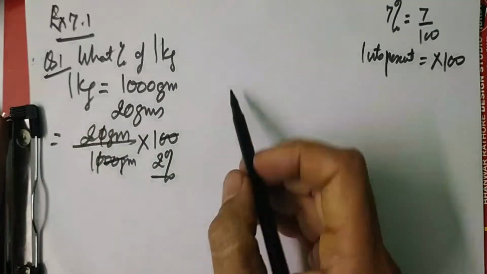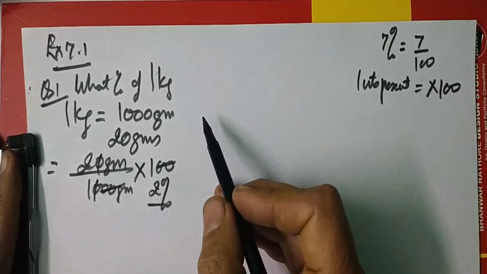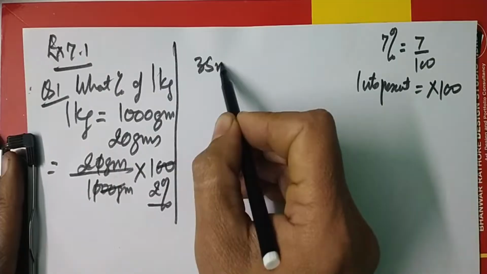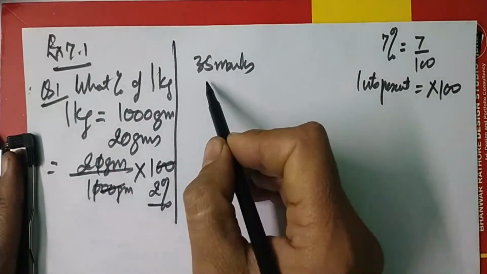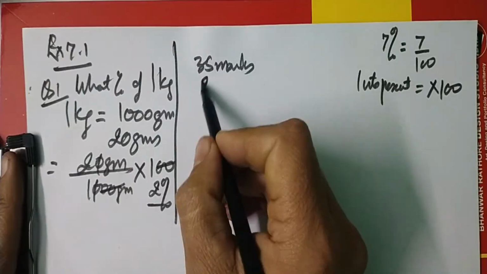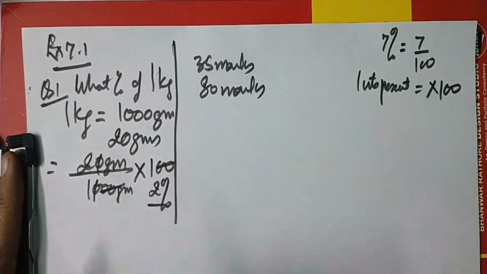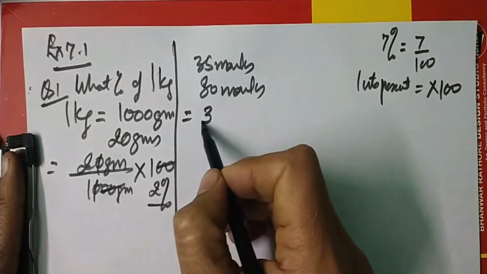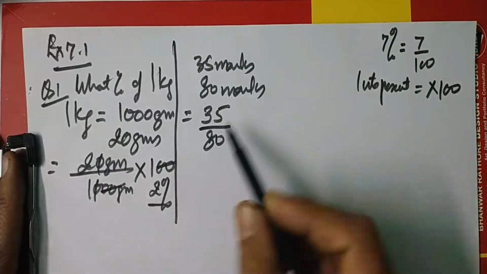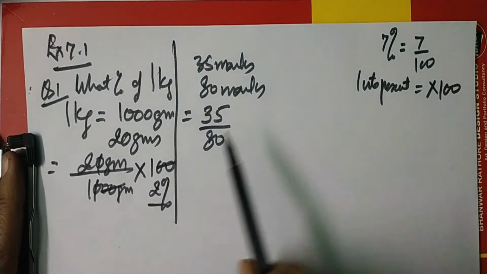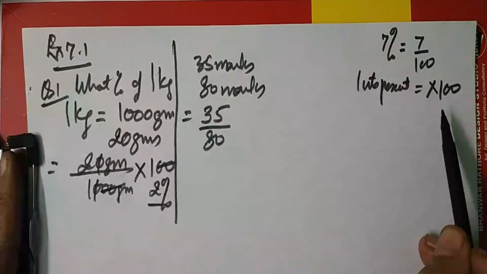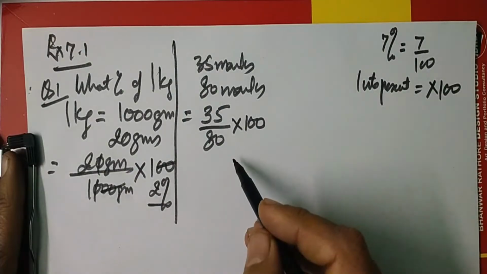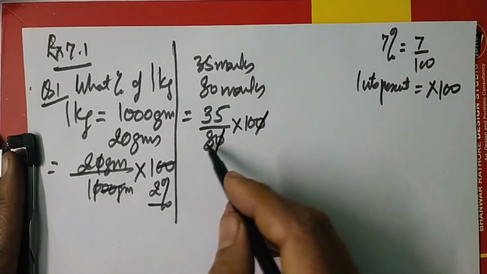Similarly, suppose in your test you have got 35 marks, and the test, you know, is of 80 marks. So you are asked how much is your percentage of marks. So you will do 35 upon 80 because you have got 35 marks out of 80 marks, and to convert into percent you will multiply it by 100.